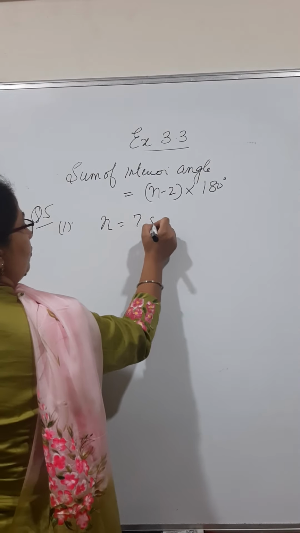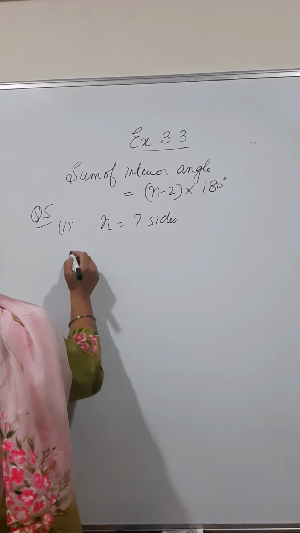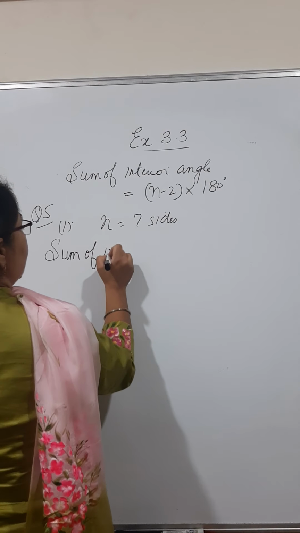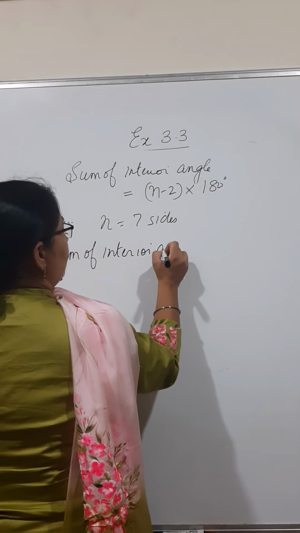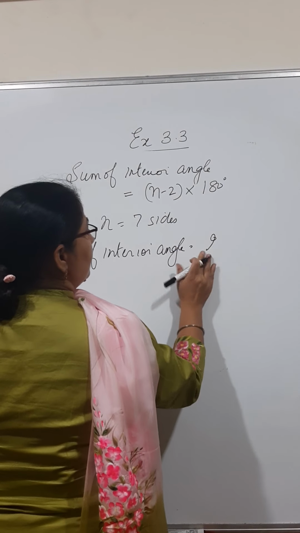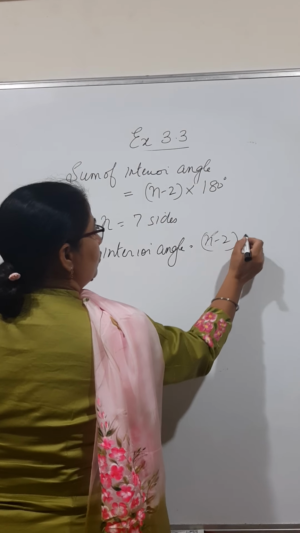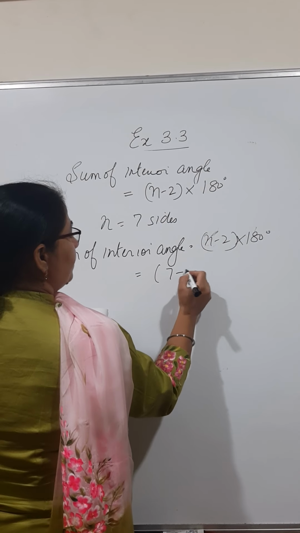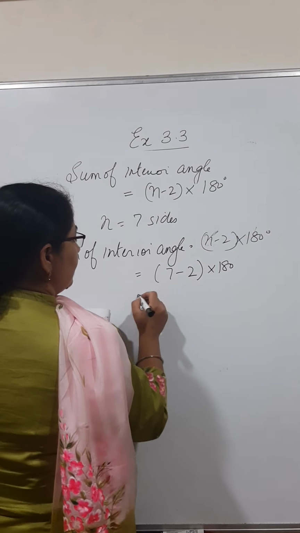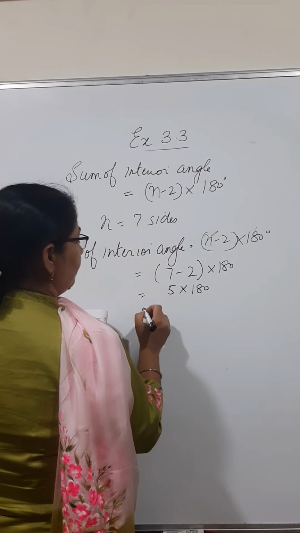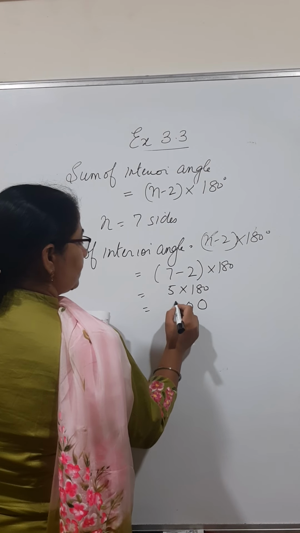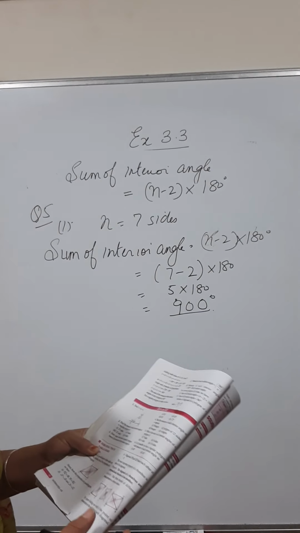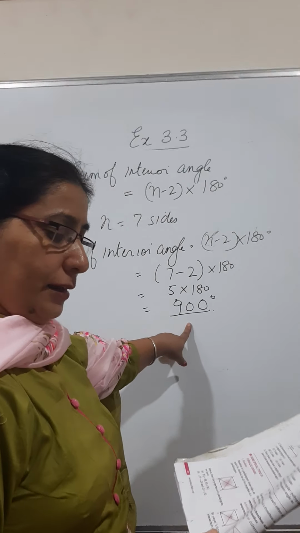That means what is given to me? N is equal to 7. So we want to find the sum of interior angles. The formula is n minus 2 into 180 degrees. N is equal to 7, so 7 minus 2 multiplied by 180. 7 minus 2 is equal to 5. 5 multiplied by 180: 8 5s are 40, 5 1s are 5 and 4 is 9. So the sum of all the interior angles will be equal to 900 degrees.